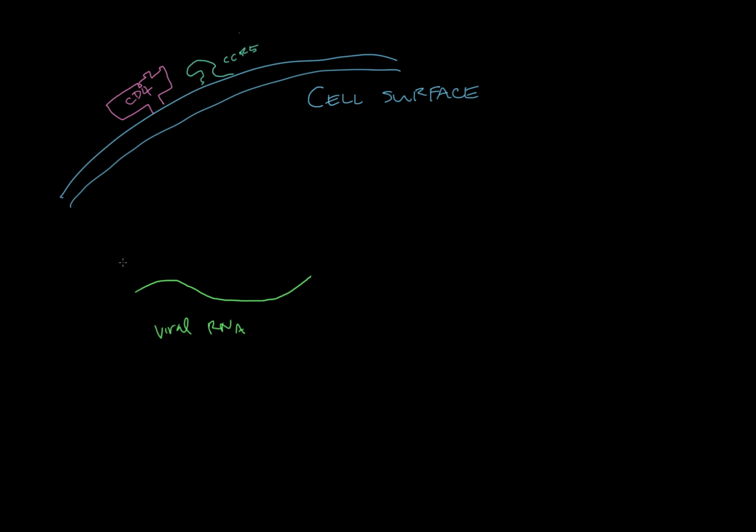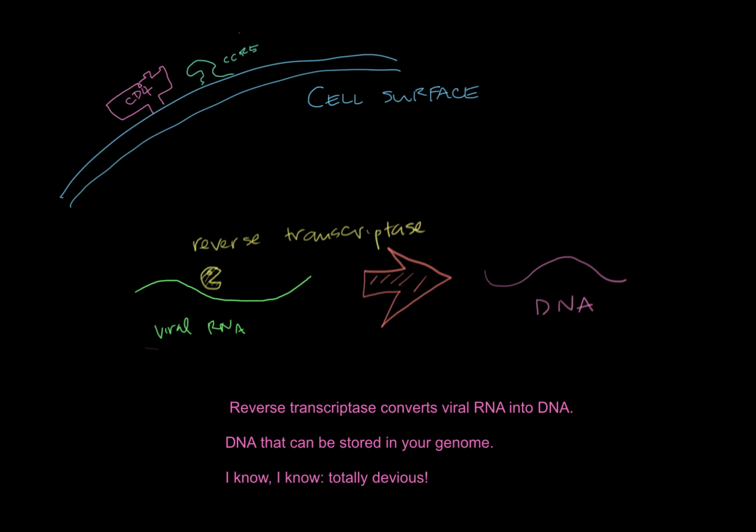So what happens? Now you have this viral RNA in the host cell. And there's this devious enzyme called reverse transcriptase, so named because it does things backwards from the usual dogma, that translates this viral RNA into something that looks a lot more like self. It turns it into DNA. DNA that can be stored in your genome. I know.